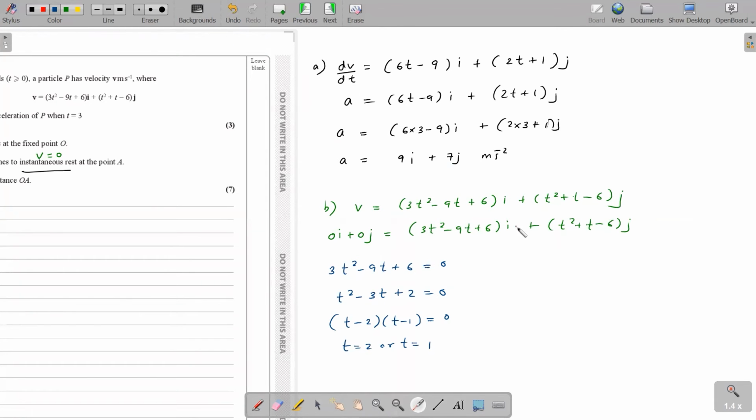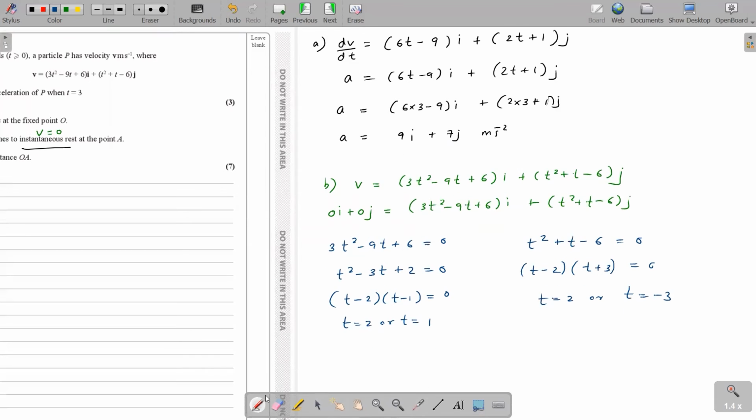Because it comes to rest means the i component and the j component must both be 0 at the same time. Then I need to get the j component equal to 0. What are the two factors here? (t minus 2)(t plus 3), which means I get t equals 2 or t equals minus 3. So what's the correct t value that corresponds to both i and j becoming 0? t equals 2. So t equals 2 is the place where you come to instantaneous rest. So that's the point A. t equals 2 is your answer.